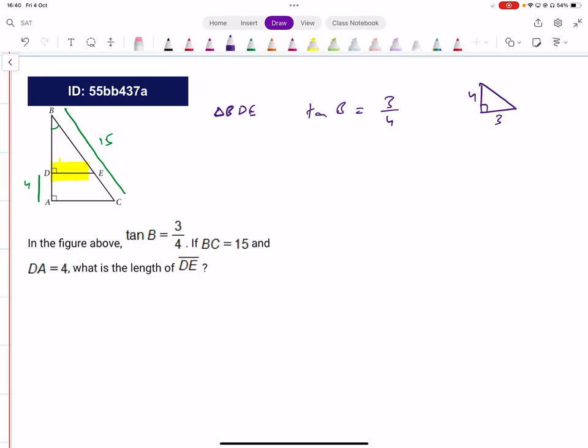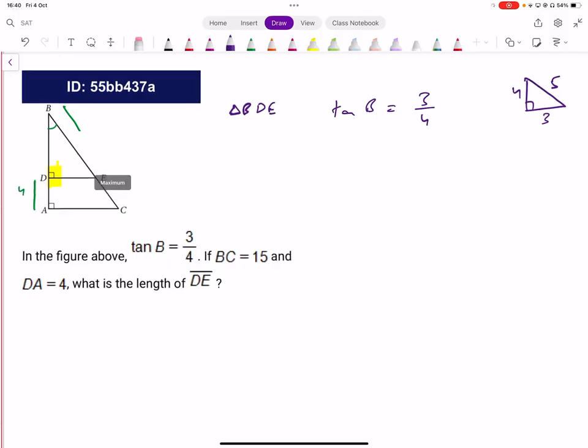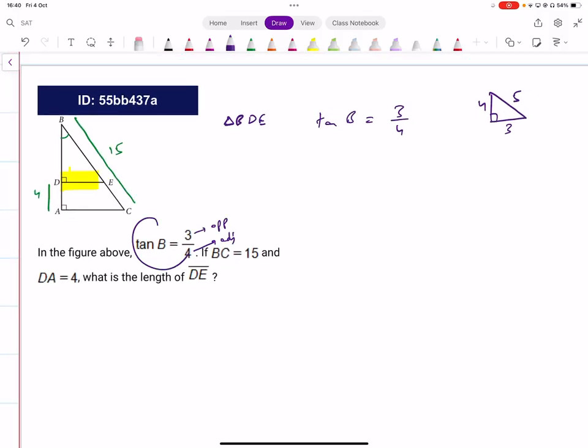If tan B is equal to 3 over 4, that means this is the opposite and this is adjacent. The ratio between opposite and adjacent should be 3 to 4. So if this is 3, this should be 4. And if these are 3 and 4, what about this? This should be 5. That's the ratio of the sides in this triangle. That's what this ratio is telling you. Is that okay? In this whole triangle, these are the ratios, both for the smaller triangle and the bigger triangle.